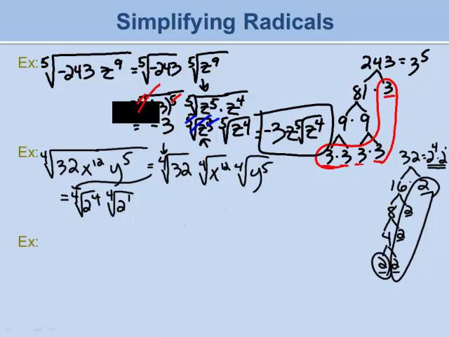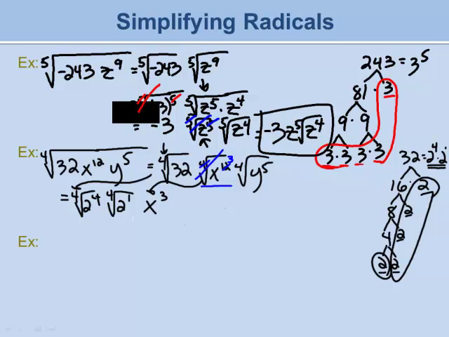Notice here, 4th root of x to the 12th, we can simplify this. 4 goes into 12 and leaves us with 3. And because that completely simplified down, our sign is gone, and we can pull out that x cubed down here.